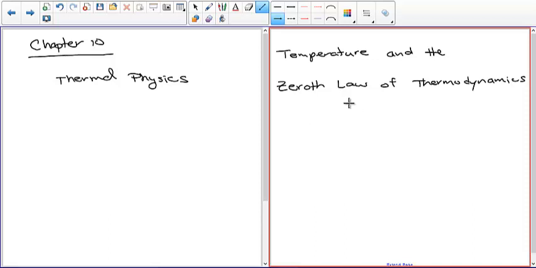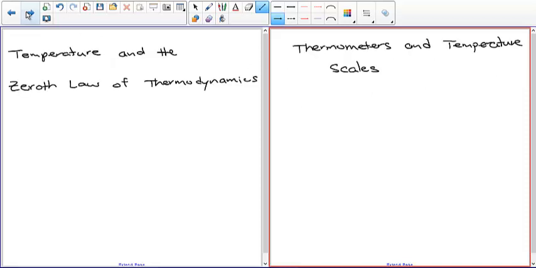So they came up with 3 laws of thermodynamics, just like there are 3 laws of, actually, is there a third law of thermodynamics? I know there's 2. Anyway, there's at least 2 laws of thermodynamics. So then they said, oh, we need to have the zeroth law.